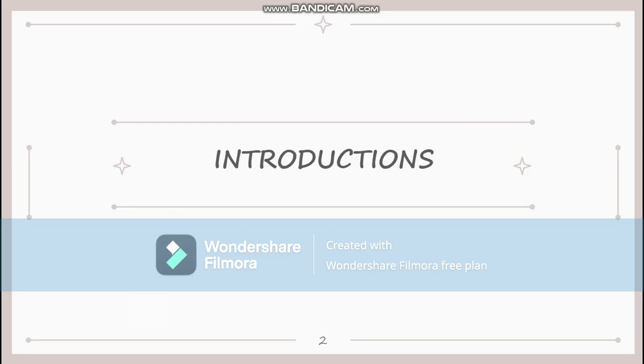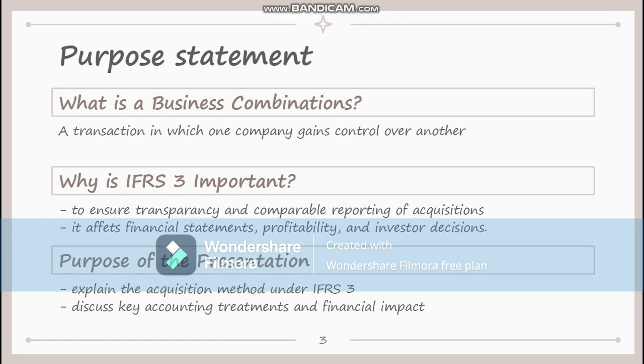So now let's begin by understanding what a business combination is and why companies go through this process. So a business combination is a transaction in which a company gains control of another. The aim of IFRS 3 is to make sure that these transactions are recorded properly so the financial condition of both the acquirer and the acquiree is clearly shown. This helps everyone see the true financial position of each company involved in the transaction.